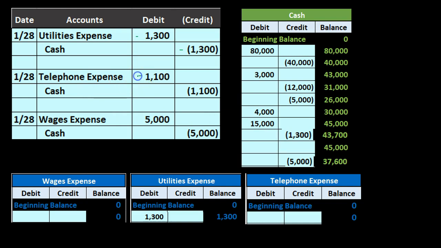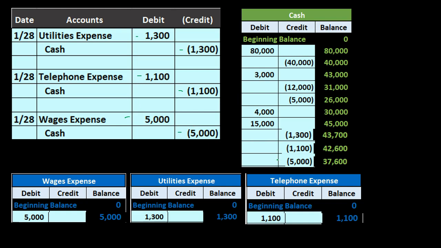Telephone expense. Here's the telephone GL. It's going to go from 0 up in the debit direction, 1,100 to 1,100. And then the cash side of that is going to go here. Cash goes from 43,007 down in the credit direction, doing the opposite thing to it. We're in the credit column, 1,100 to 42,006. And we'll see this next time. So here's the wages expense, 5,000. Wages expense 0, going up 5,000 to 5,000. And then the cash here going from 42.6 down 42.6 for this transaction.